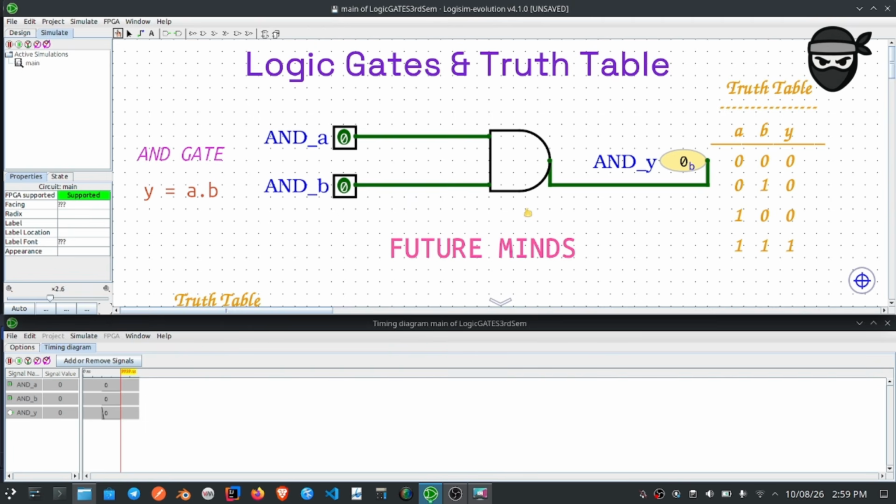Today we will understand how the basic logic gates in digital logic work. We have taken an AND gate. The two input pins are labeled as A and B, and the output pin has been labeled as Y.